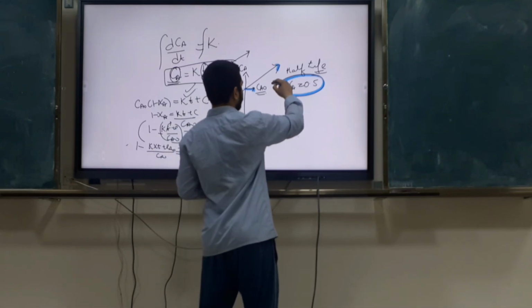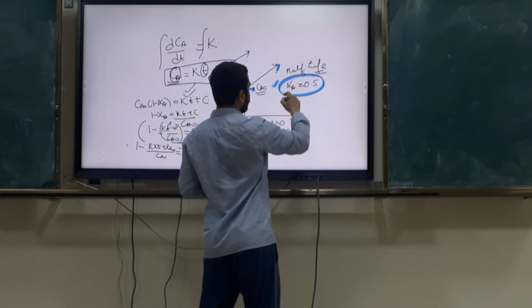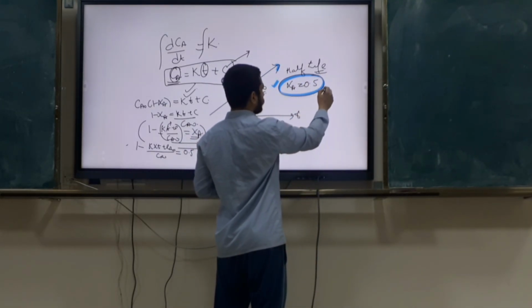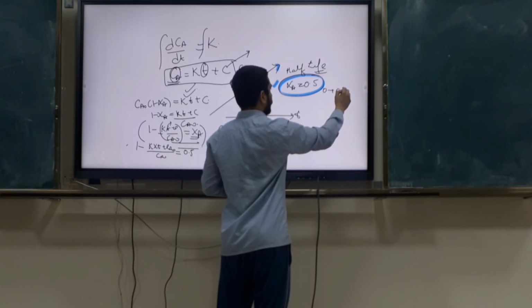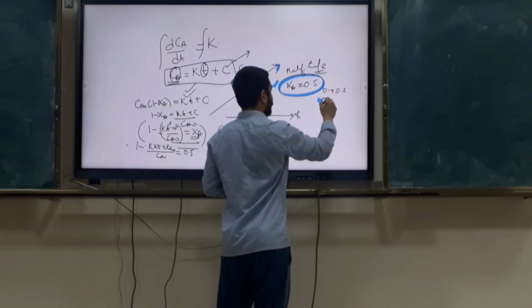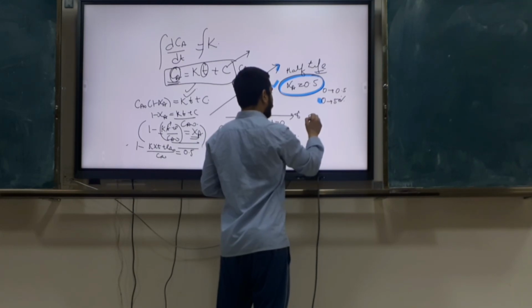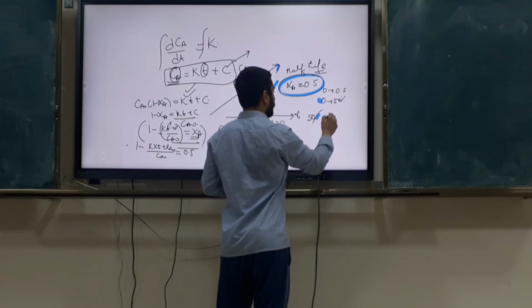So what is there in the half life of the zeroth order reaction? The time it will take for conversion from 0 to 0.5, or 0 to 50%, will be the same as the time it will take from 50% to 100%.